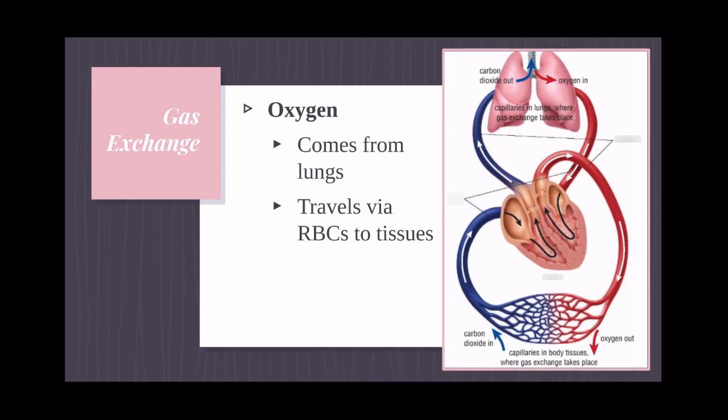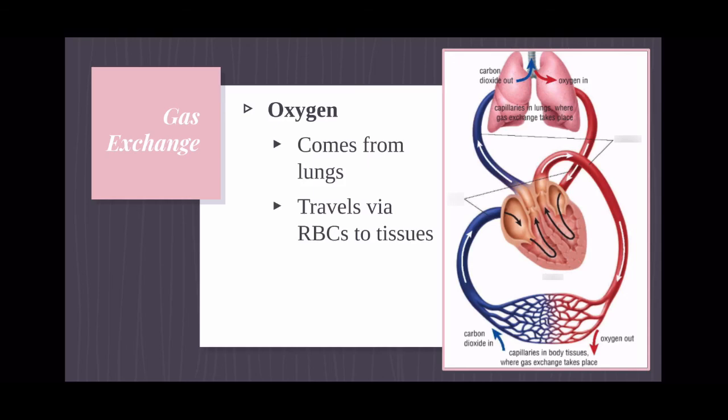So this process of gas exchange involves two different gases. We have oxygen and we have carbon dioxide. Let's start with oxygen. In order to get oxygen into our blood, that is where the lungs come in handy, right? We're constantly breathing in oxygen. Oxygen is filling our lungs. Our lungs are then delivering that oxygen to our blood, okay?